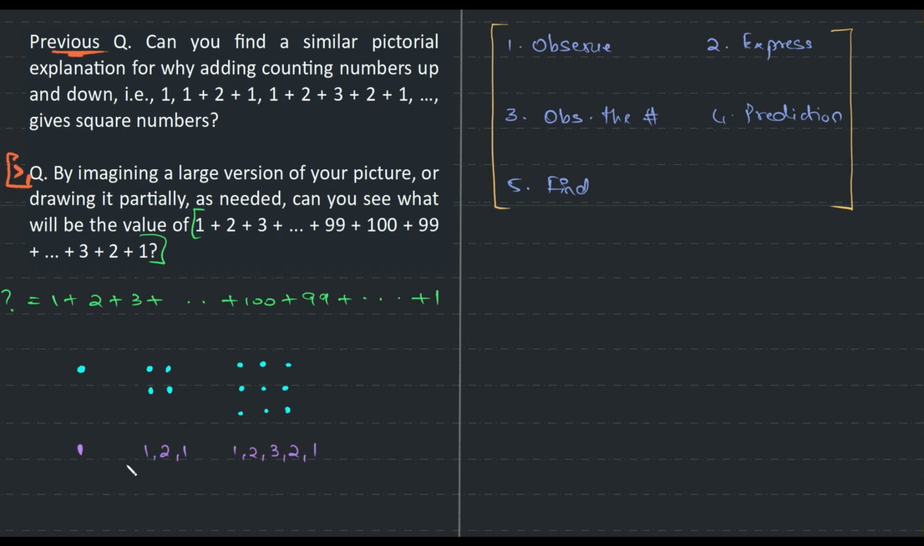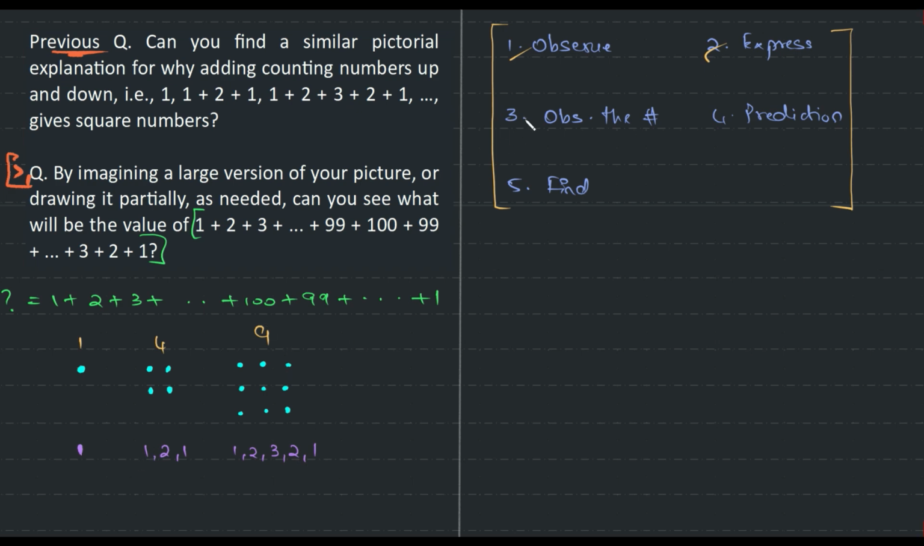So we made the observation, right? There are dots over here, there are 4 dots over here. So let me write 1 dot, 4 dots, there are 9 dots over here. I expressed it as well. So steps 1 and 2 are done. Then observe the numbers. So we have 1, then 1, 2, 1 and 4, 1, 2, 3, 2, 1 and 9.